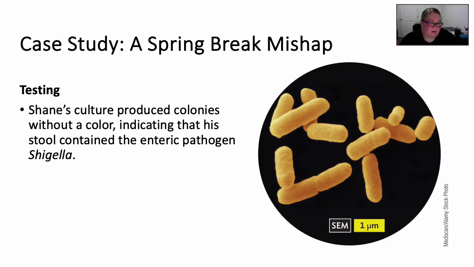Okay, so the lab grows Shane's culture and he produces colonies without color. So that eliminates E. coli and the other bacterial strain and Salmonella. Okay, so what Shane's Hektoen plate shows is that he probably has the Shigella pathogen.